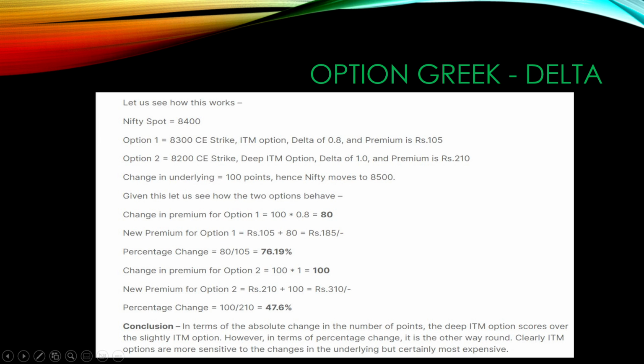If you buy, for example, an 8,400 call, even the 8,200 will make more money than the 8,400, and the 8,300 will make more money than the 8,400 when the price goes to 8,500. Clear?